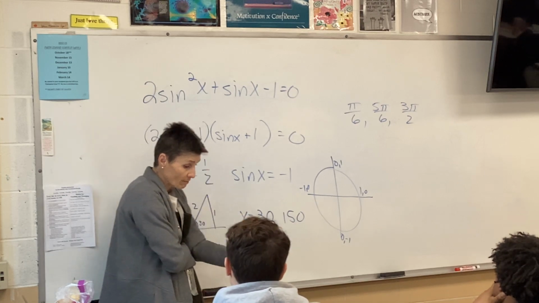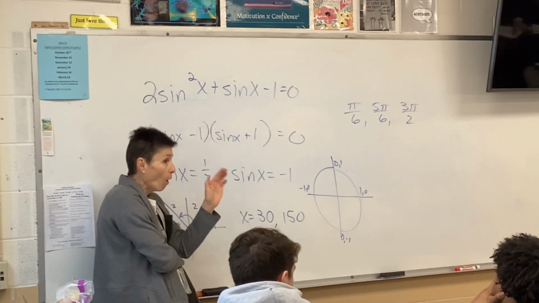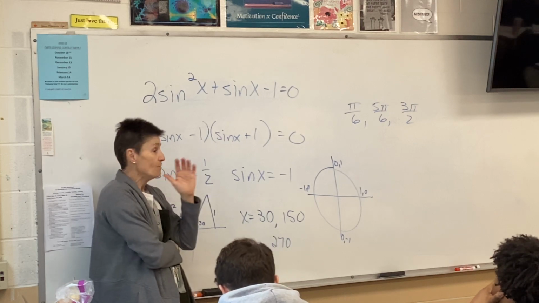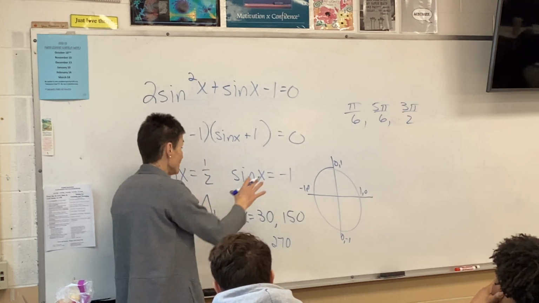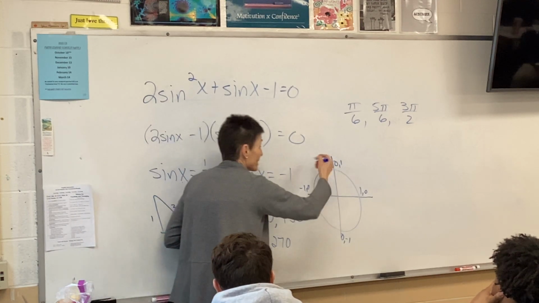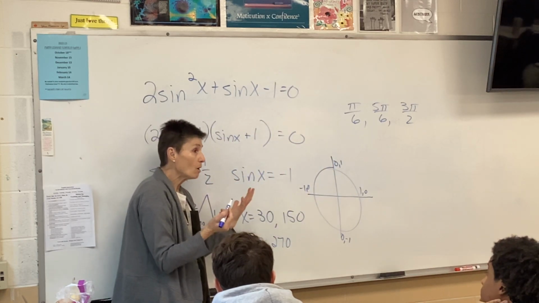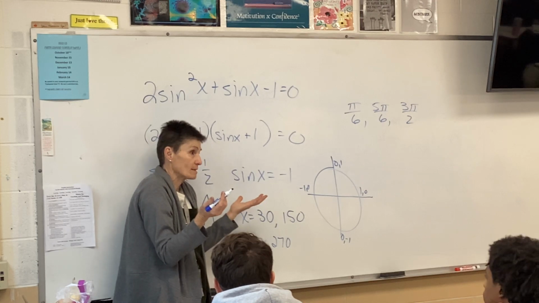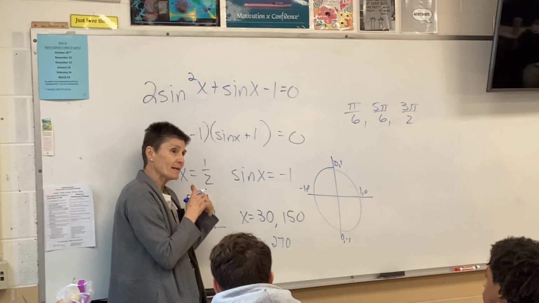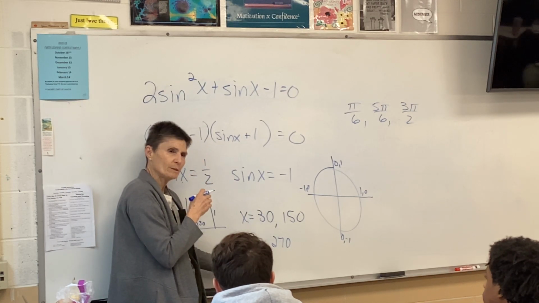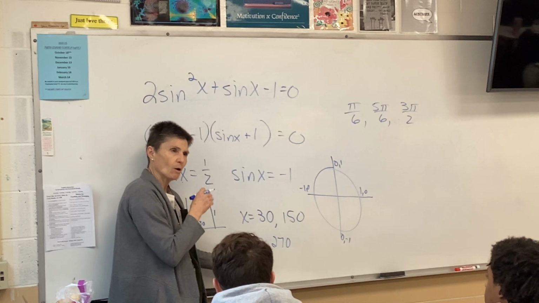Now, you gotta take care of this deal that says find all the solutions. This is not all of them. This is all of them if I go around one time. But we know we can go around more than once. So how do we do that again? How do we reflect that again? What do we do here to get all of the answers?